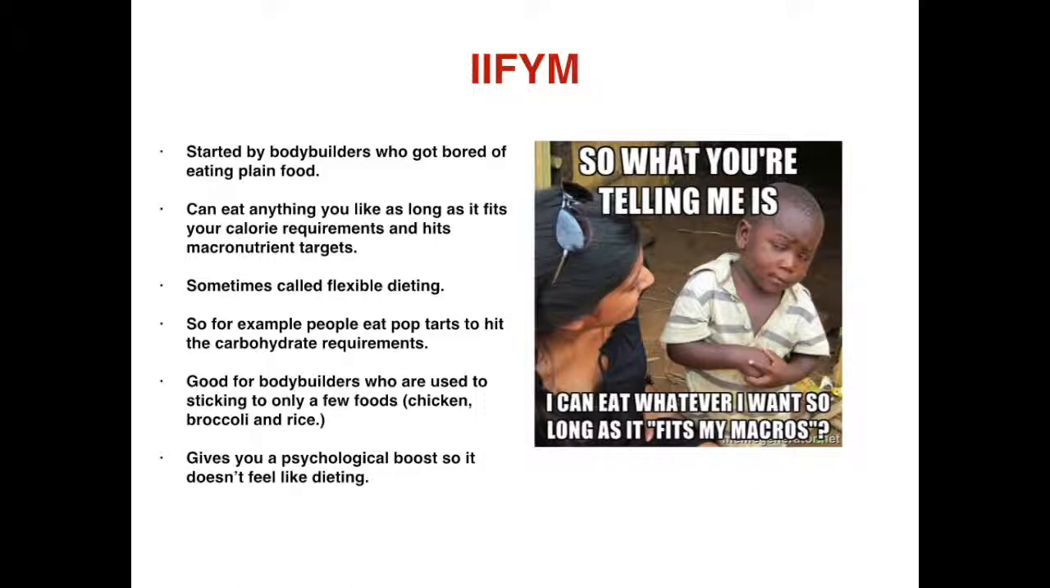So for an example, people can eat Pop-Tarts and still hit their carbohydrate requirements. It's good for bodybuilders because they're used to eating the same foods every day. For example, chicken, rice, broccoli and oats. And it also gives you a psychological boost as it doesn't feel like you're dieting. So for example, you can have biscuits and cakes and you're not restricted.